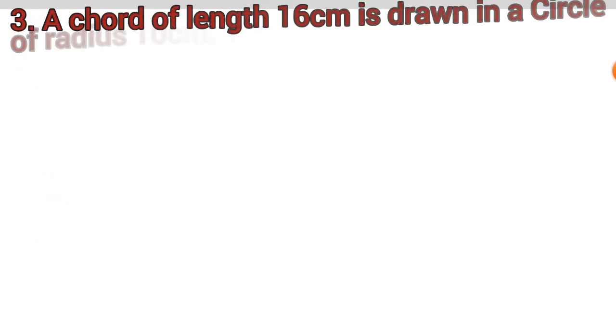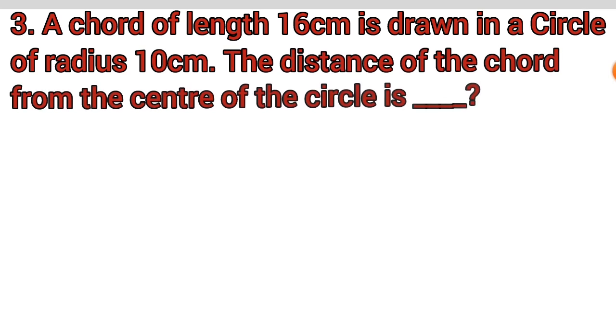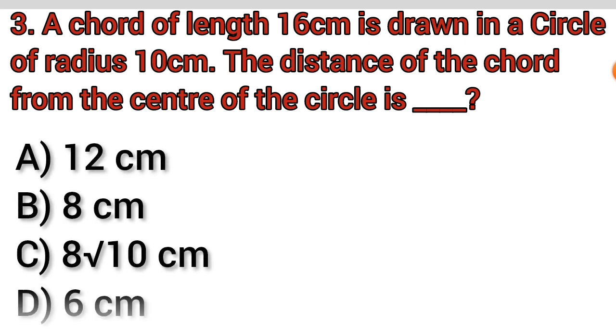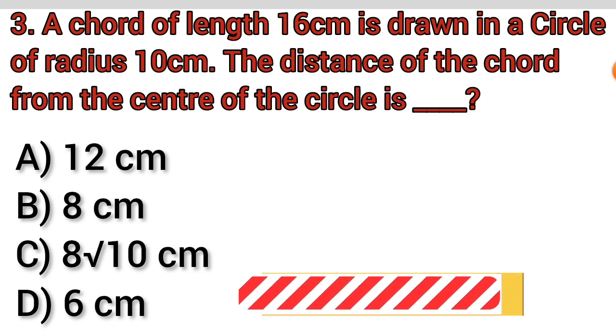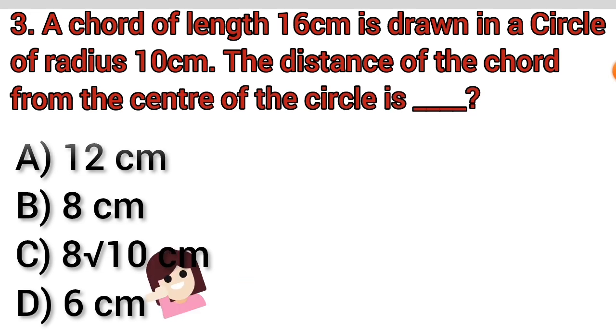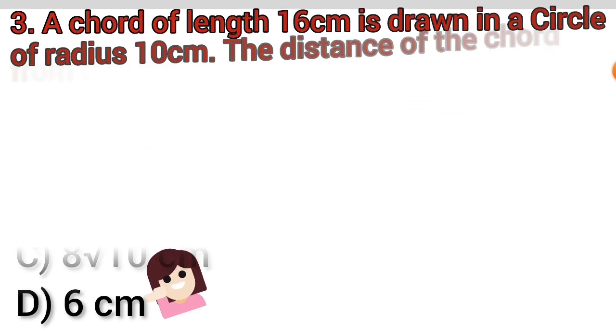A chord of length 16 centimeters is drawn in a circle of radius 10 centimeters. The distance of the chord from the center of the circle is. Options: 12 centimeter, 8 centimeter, 8 root 10 centimeter, 6 centimeter. The correct option is 6 centimeters.